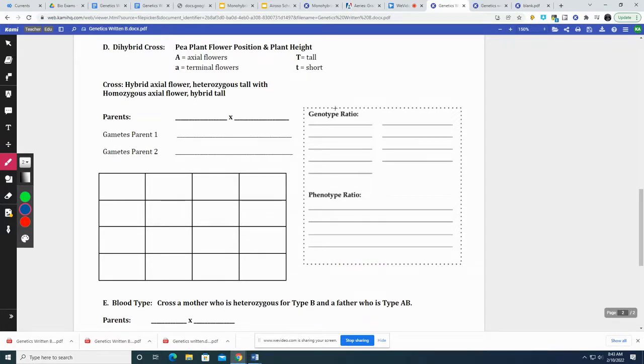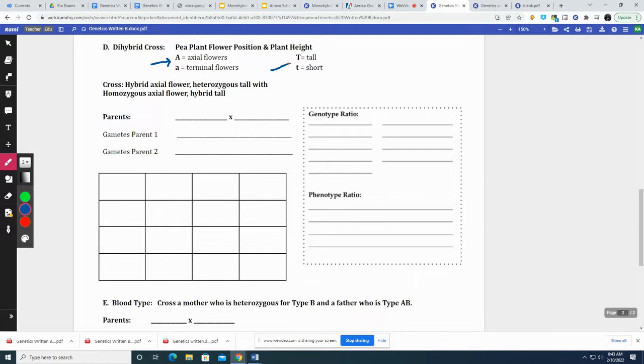For honors, you got to be able to do this. All right, so let's try it. So now we're looking at two traits at once. We're looking at where the flowers are at. You don't even need to know what this means. Axial means the flowers are kind of halfway up the plant. Terminal means the flowers are at the top of the plant.